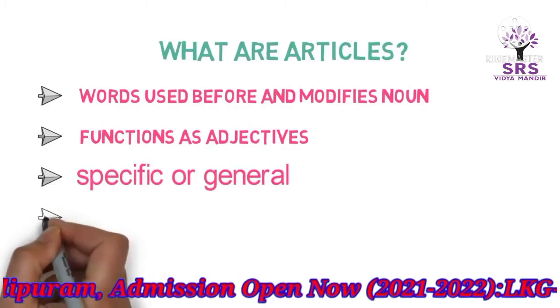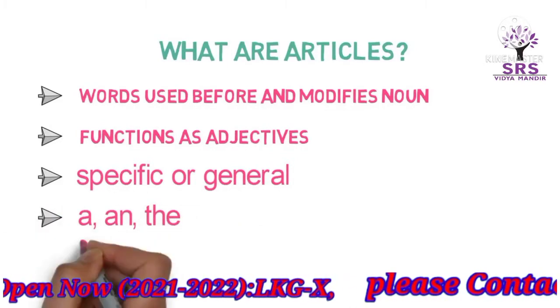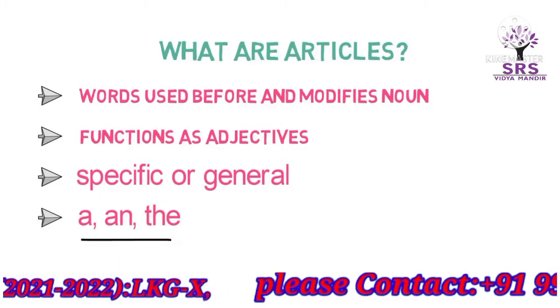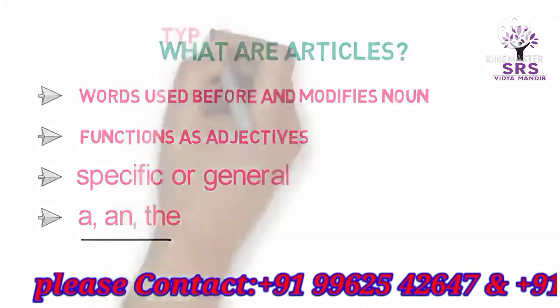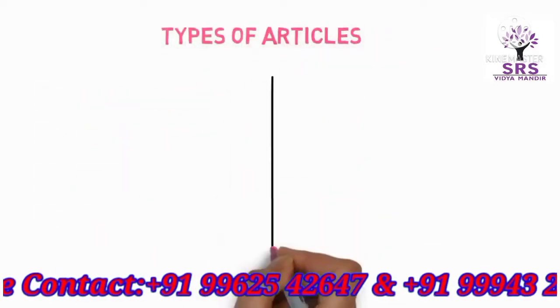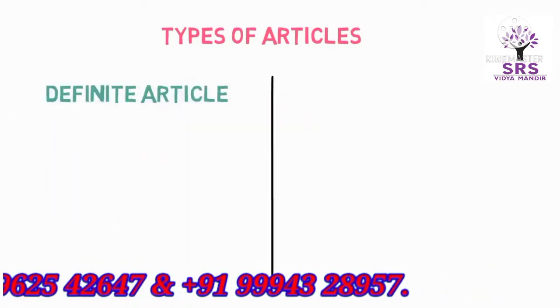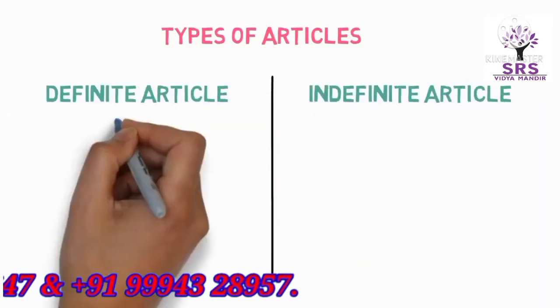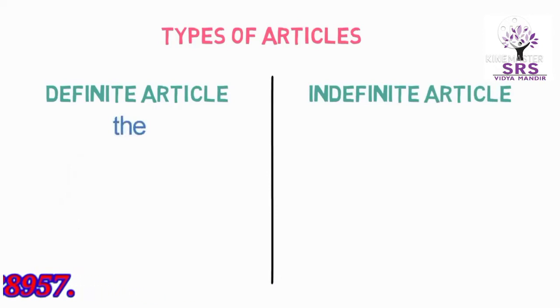There are three articles in English: a, an, the. These articles are categorized into different types as per their usage. Let's look into detail now. Articles are categorized into different types based on their usage: definite and indefinite articles. The article "the" comes in the list of definite articles.